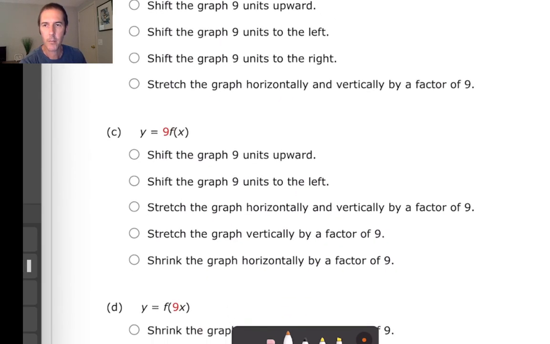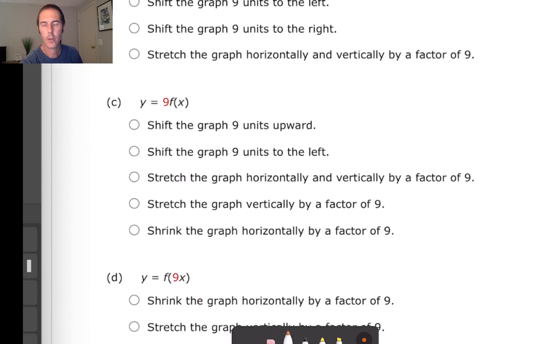In part C, we've got a multiple happening. So there's a scalar multiple outside the function. And I like to think that modifications that happen outside the function have an impact that you would expect. So this is going to cause a vertical stretch by a multiple of 9.